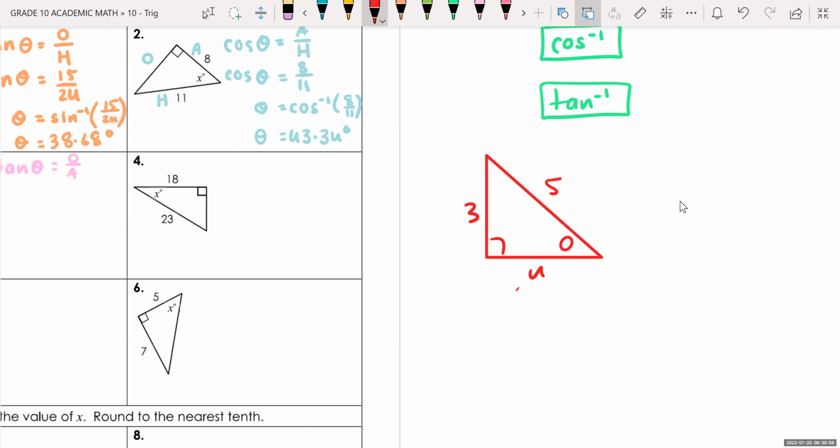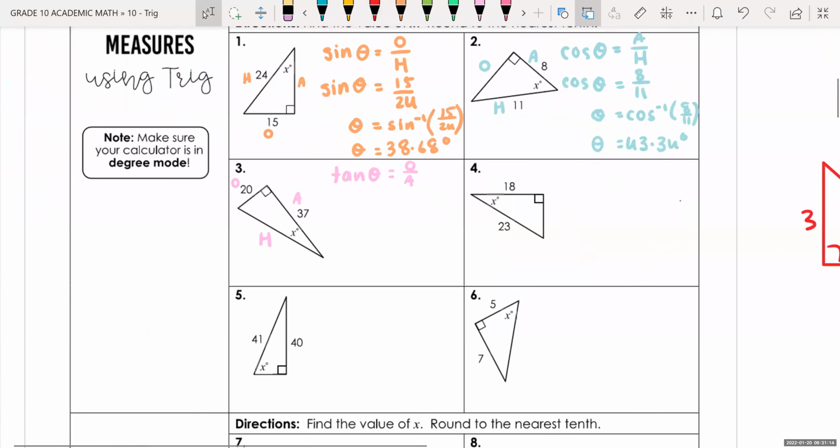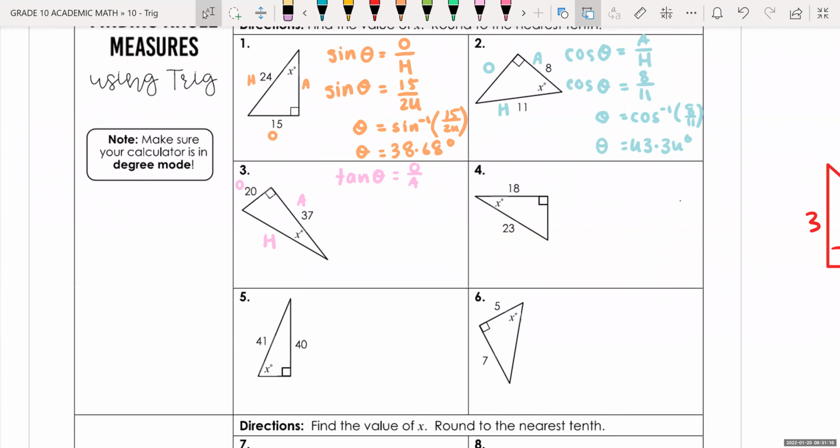And I'm asking you for that angle. You can use sine theta, you can use cos theta, you can use tan theta. It doesn't matter. You're always going to get the same angle because you have all of the side lengths. However, in these questions, I've only given you 2 side lengths. It's too much work to use the Pythagorean theorem, figure out the hypotenuse. You can use tan and still get the same answer. So why go through all that trouble?